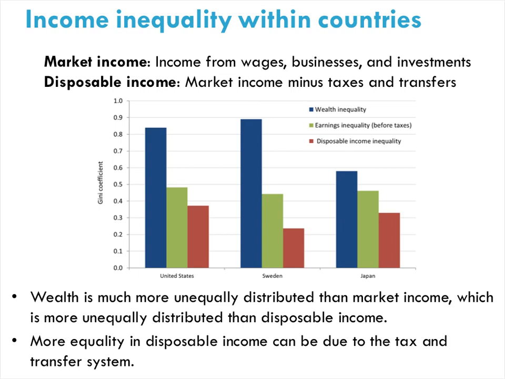So you can see in all three countries noted here, US, Sweden, and Japan, the wealth inequality is pretty high, much more than the income or earnings inequality. And then in all three cases, redistribution is happening because you see in the darker red right bar, the Gini coefficient, which measures inequality, is lower than either the wealth or the earnings. So something is happening to redistribute away from the wealthy towards the lower income people.